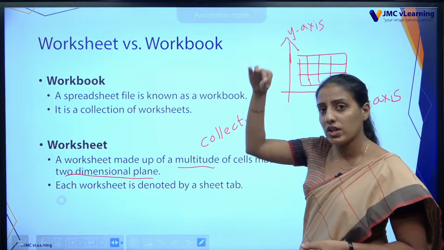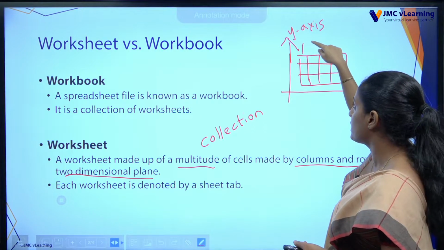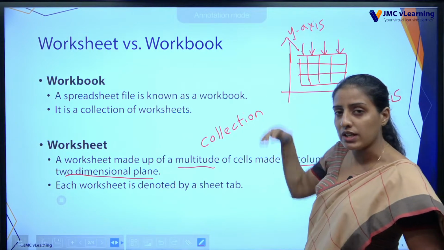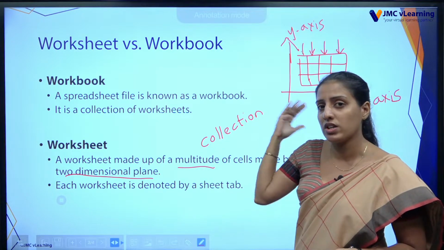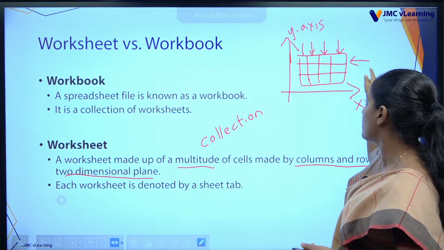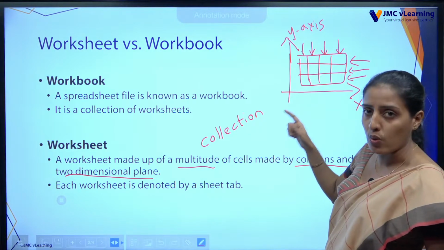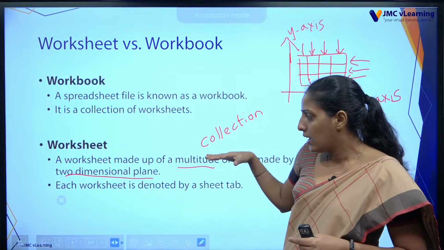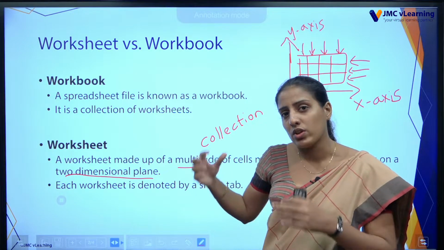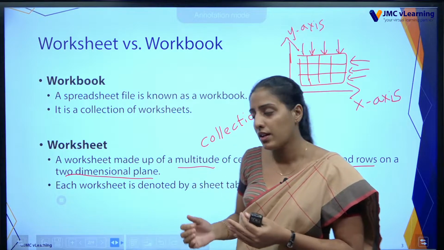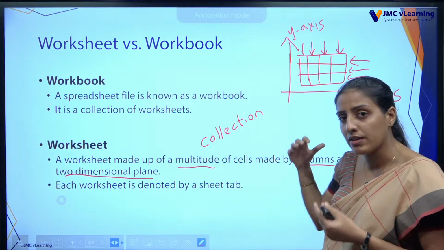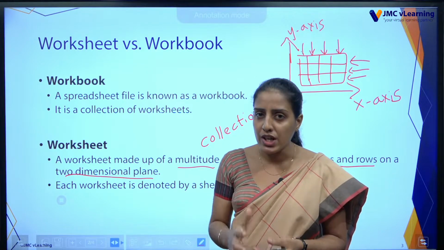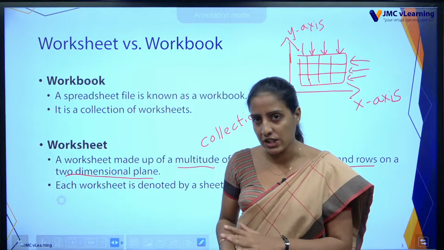These vertical lines we call columns. If we take the horizontal lines like these, we call them rows. So a worksheet is a multitude of cells, or a collection of cells made by columns and rows on a two-dimensional plane. So we call this the worksheet.